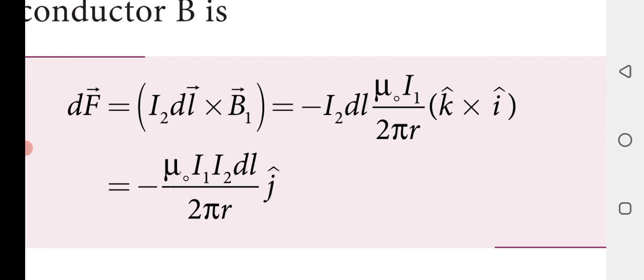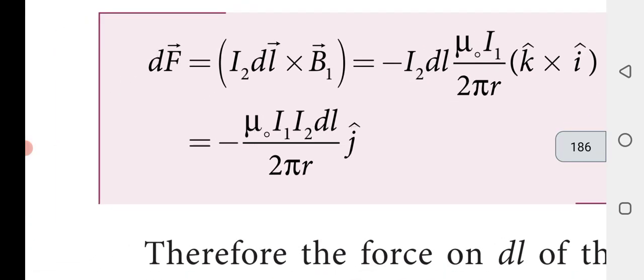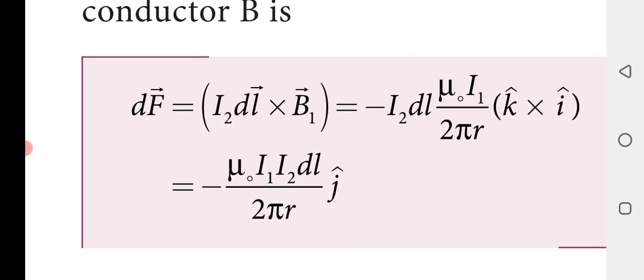So that's why it is k vector cross I vector, and k vector cross I vector, you know, is the j vector. So the equation will be, rearranging all the parameters in the above equation, minus mu naught I1 I2 dl divided by 2 pi r j vector. So that is also the minus sign mentioned.